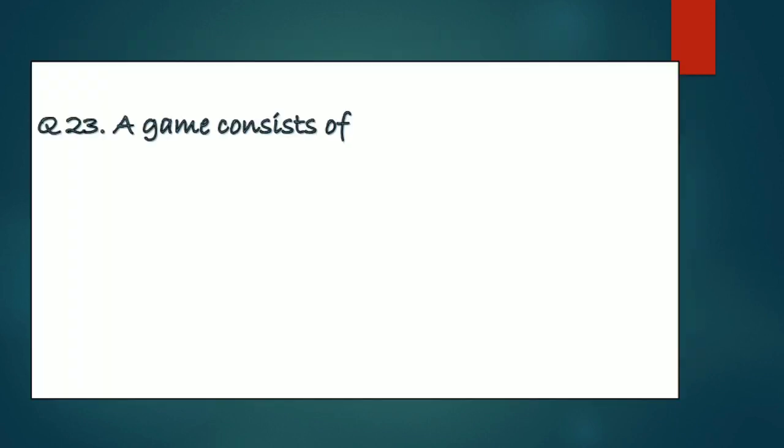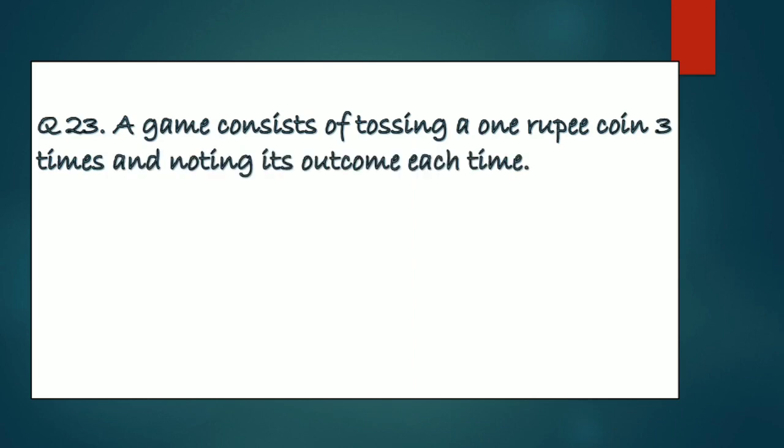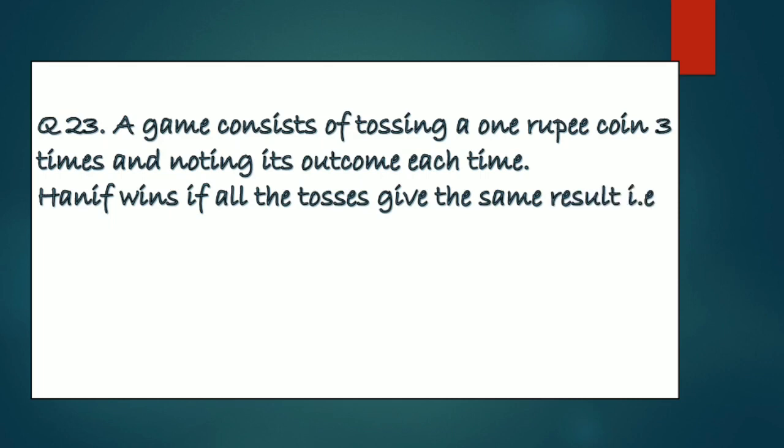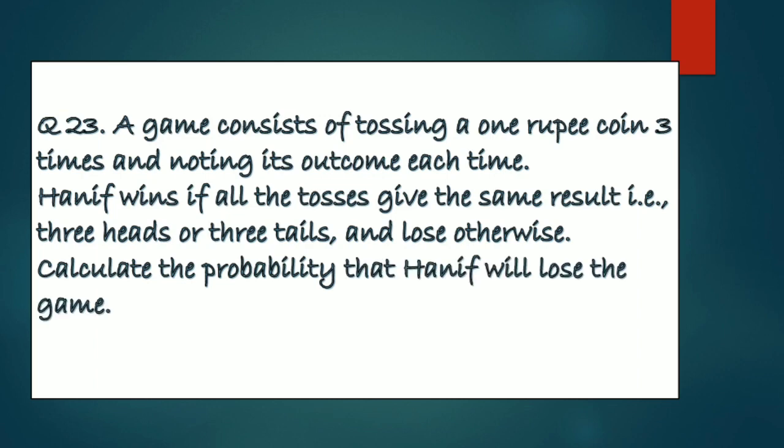Question number 23. A game consists of tossing a 1 rupee coin 3 times and noting its outcome each time. Hanif wins if all the tosses give the same result, that is 3 heads or 3 tails, and loses otherwise. Calculate the probability that Hanif will lose the game. He will win if he gets 3 heads or 3 tails, otherwise he will lose the game.